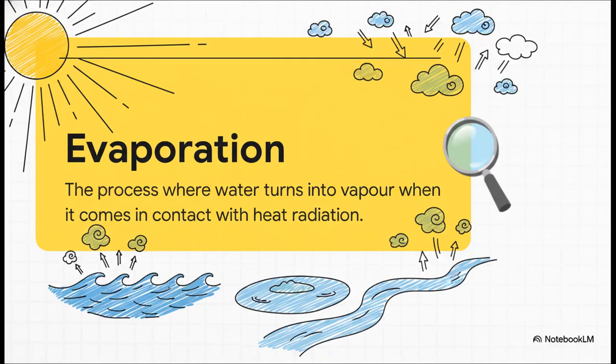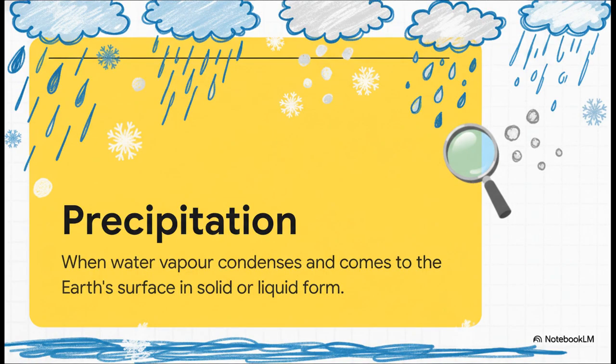So, the cycle kicks off with evaporation. This is a pretty simple process. When water gets heated up, mostly by the sun, it turns into vapor. And as you can imagine, the vast majority of this happens from huge bodies of water like oceans, lakes, and rivers. So, once all that water vapor is up in the atmosphere, what happens next?